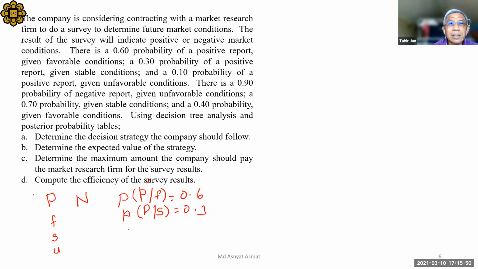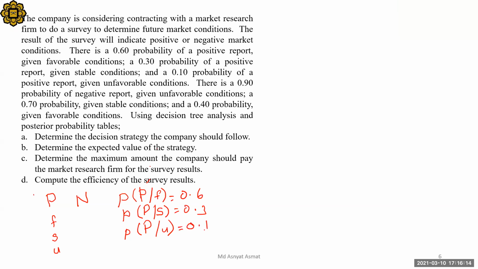and then there's another statement, 10% probability of positive report given unfavorable market or unfavorable condition. So the probability of positive report given unfavorable conditions. So what is the number? 0.1.